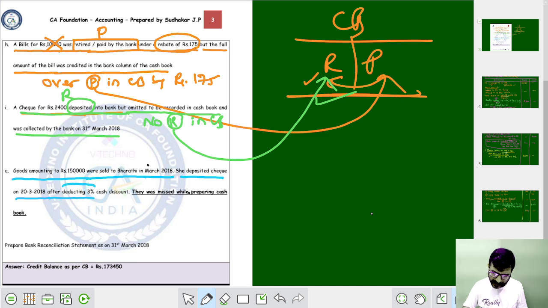After deducting 3%. What percent did Bharati deduct? 3%. What is the 3% of 1,50,000? 15 3s, it comes to 4,500. Means Bharati gave the check after deducting. How much is Bharati going to deduct?